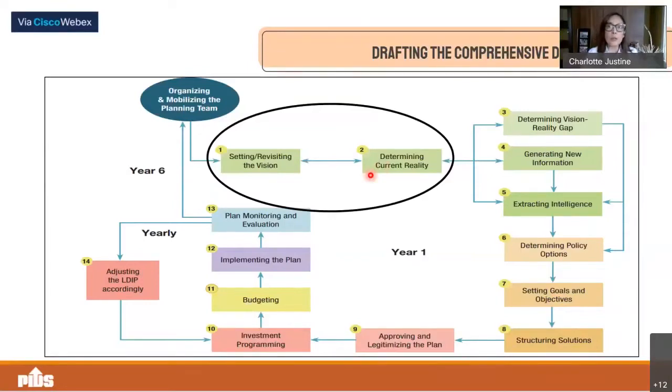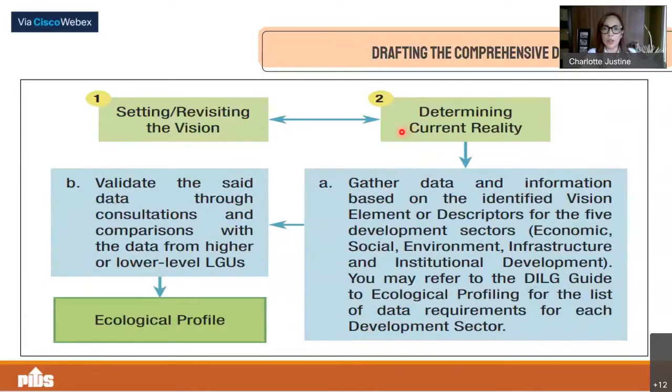Because of course, in order for you to be able to address any problems or issue, you have to recognize and really have evidence as to what the current status is in your locality. So this is where the CBMS comes in. The CBMS, I'll go to the next slide, figures in here, the determining current reality. So under the CBMS, the DILG guidelines says that you would gather data and information based on the identified vision element or descriptors of the five development sectors: economics, social, environment, infrastructure, and institutional development. And from this, once the data has been gathered, it would be validated through consultations and comparisons with higher and lower level local government units. And that would be the basis for drafting the ecological profile.